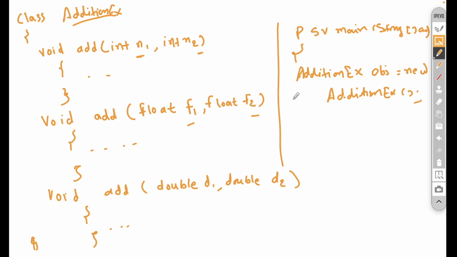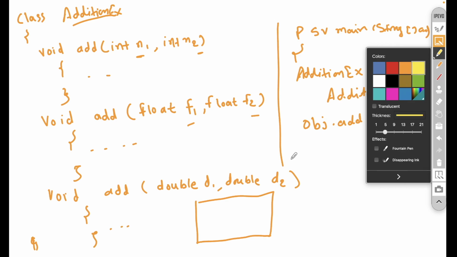Now I want to do the addition of two integer numbers. So I can write object.add and pass the values 2 and 5. What will happen? Whenever we compile our AdditionExample class, at the time of compilation only, the compiler will maintain one memory area, or we can say stack. In this stack, it will store all the method signatures. So this is my stack.